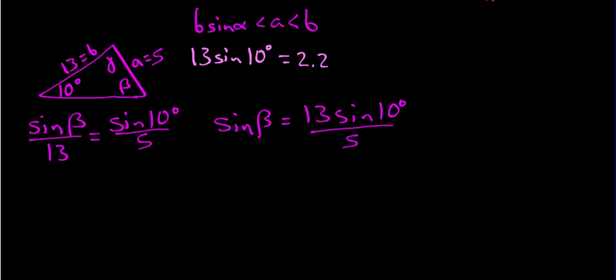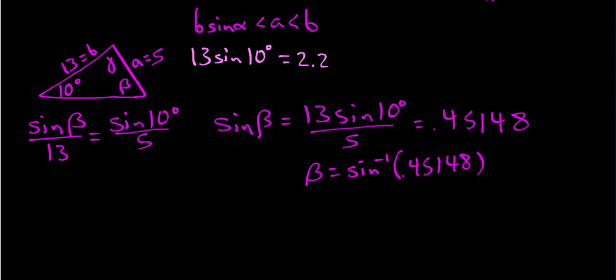Now, if you calculate that, if you do 13 sine 10 divided by 5, and don't forget to close your parentheses, you get about 0.45148, something like that. And then I do inverse sine of that, and you get about 26.839 degrees. Now I know what beta is.